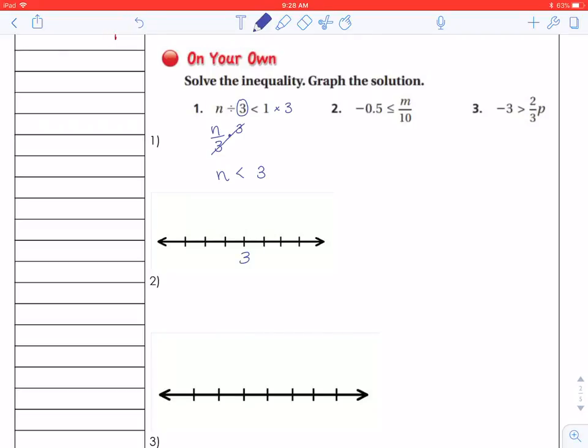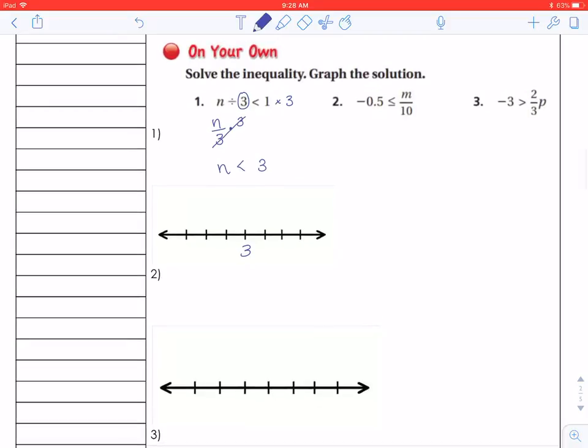If we were to graph that, we would find 3 on the number line. n is all values less than 3. So that means it can't equal 3, so we're going to use an open circle. And then values that are less than 3 are going to go to the left of 3. So that's going to be values like 2, 1, 0, -1. All of those values are less than 3. So that would be the solution to number 1.